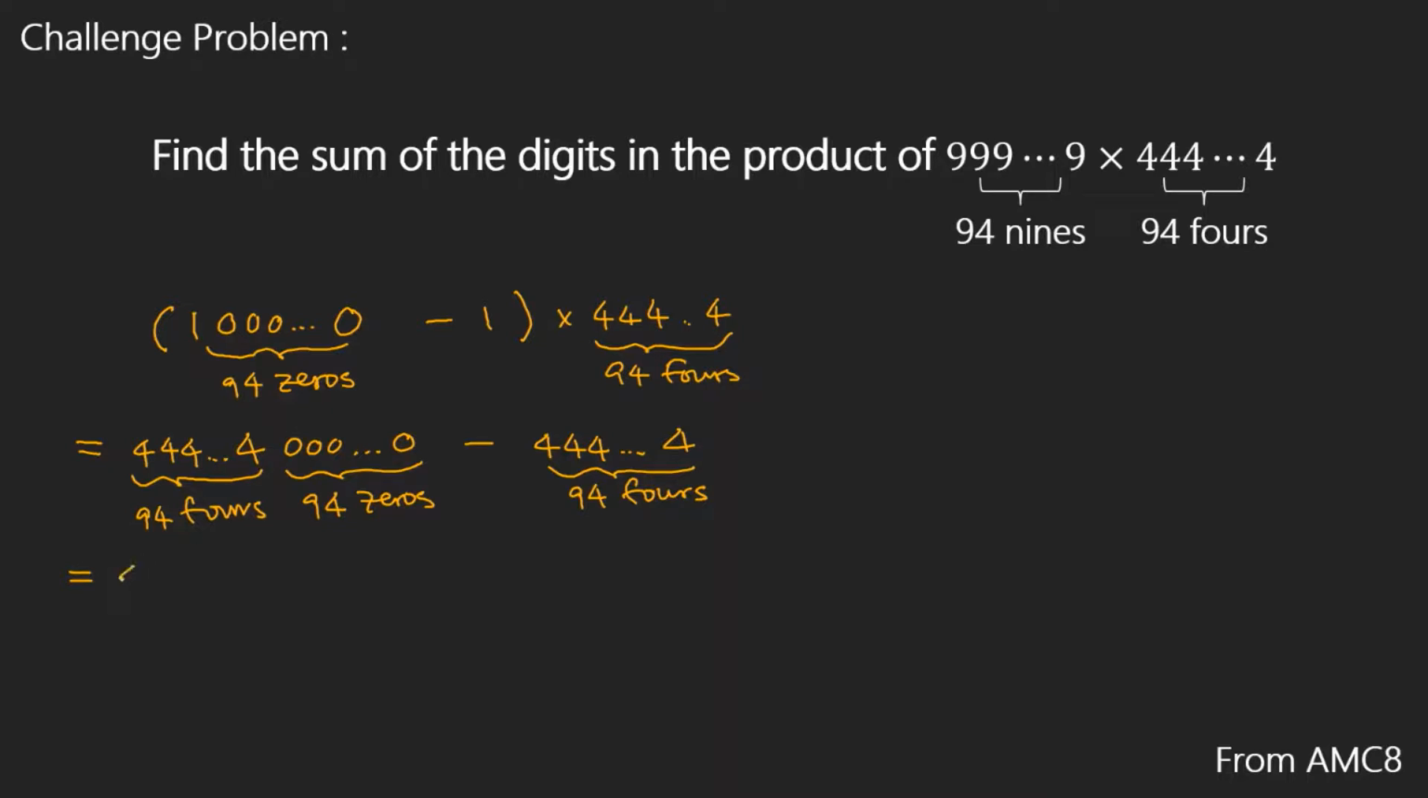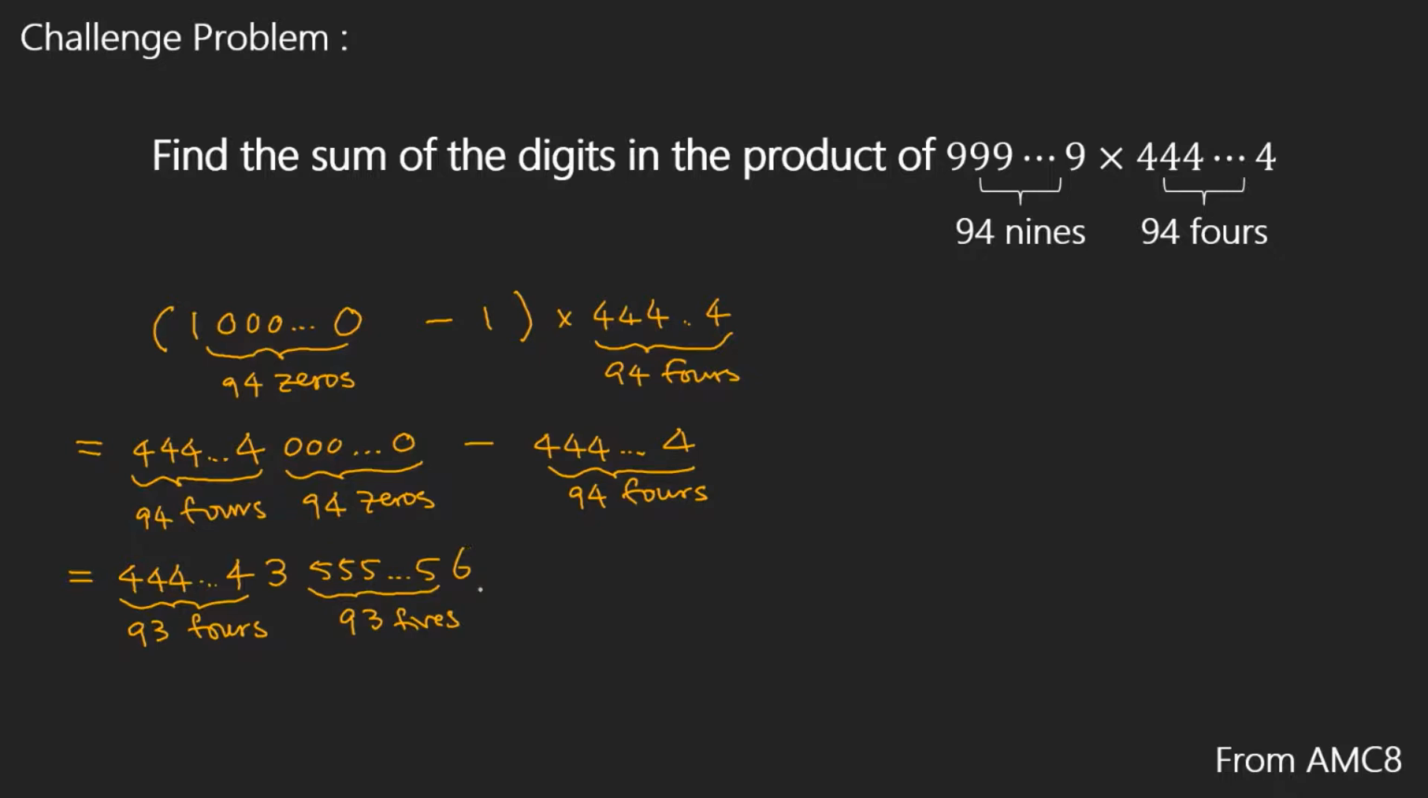Okay, so what we're going to have is a bunch of 4s and a 3. So this here is now 93 fours. And the 3 is 1 borrowed to do the subtraction with the bunch of 4s. Okay, so now we have 1 followed by 94 zeros minus 94 fours. That will essentially give us a bunch of 5s followed by a 6. And this bunch of 5s is 93 5s.